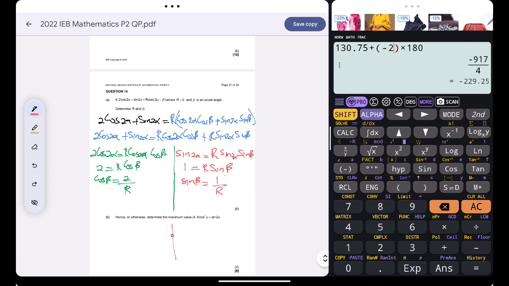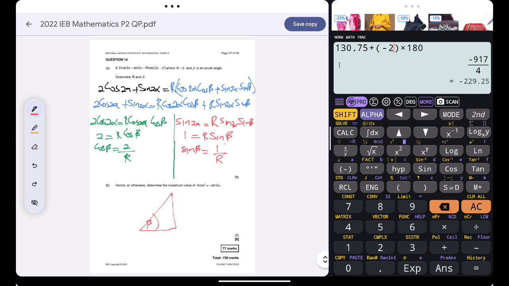If we can draw this triangle here, if you have an angle of beta there, cos by definition is adjacent over hypotenuse. So that means you have 2 over r, and then sine is 1 over r. Are you together? So I can simply find r by using the Pythagoras theorem. I know that r squared is equal to 2 squared plus 1 squared. Then r squared is 5. Then r is the square root of 5.